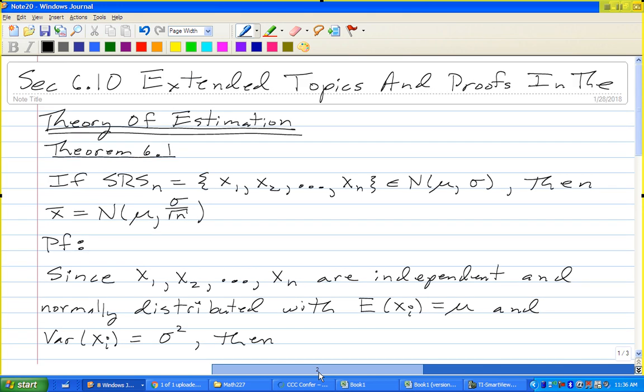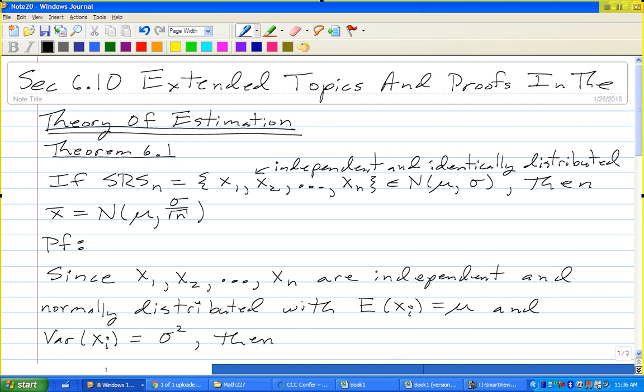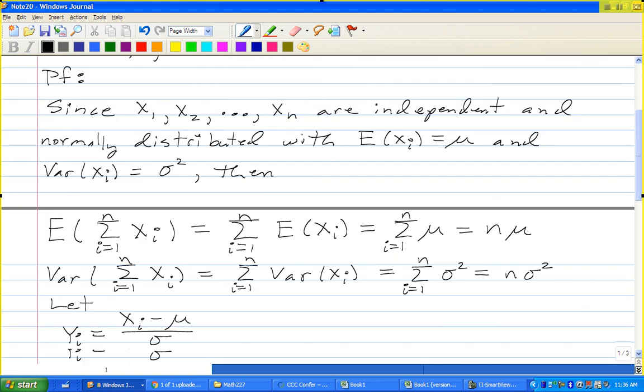And I should say that these are independent and identically distributed. That's what I meant when I wrote that.